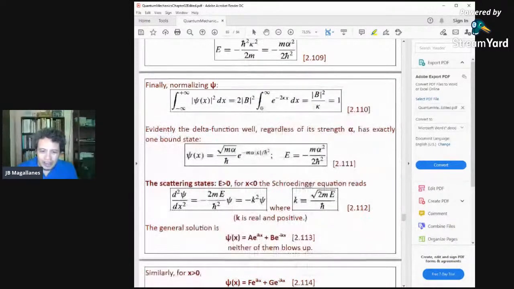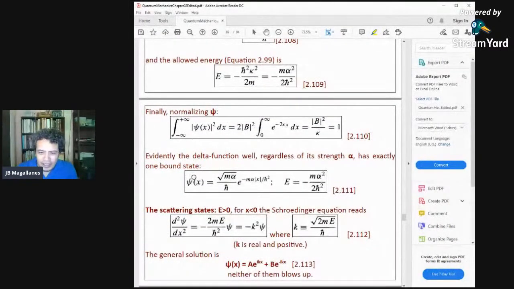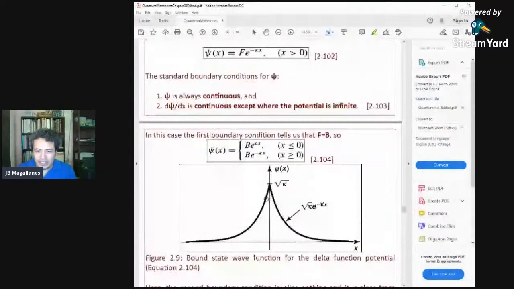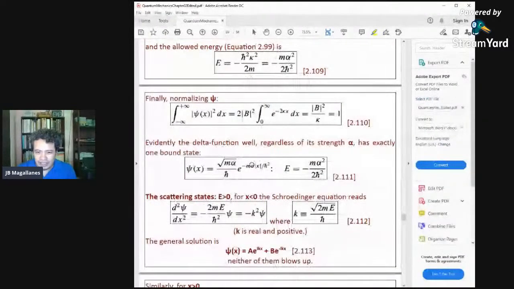So now your phi of x will be this one here. But your kappa is just equal to this, so your square root of kappa would be the square root of m times alpha over h bar squared. And then e to the, so anyway, your exponential, this is kappa times x. So you have that. That's why you have this.